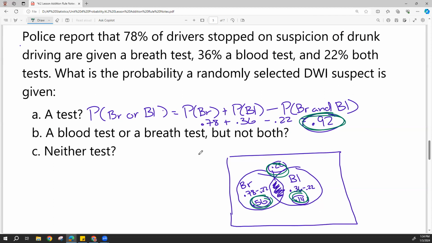The probability of getting a blood test or a breath test, but not both, well, that would be just getting rid of this overlap. So you get a breath test only, a blood test only. We can add these two probabilities, 0.56 plus 0.14. Getting a breath test only and getting a blood test only are mutually exclusive. So we can just add them together and get 0.7.